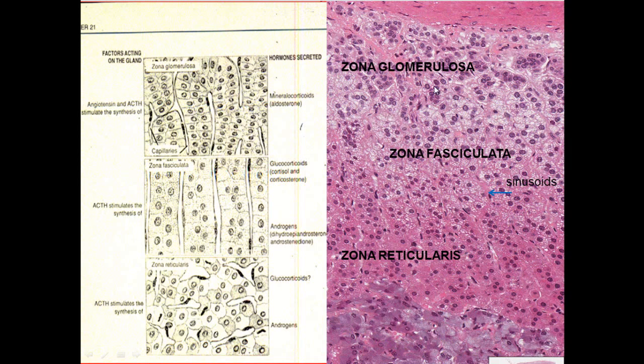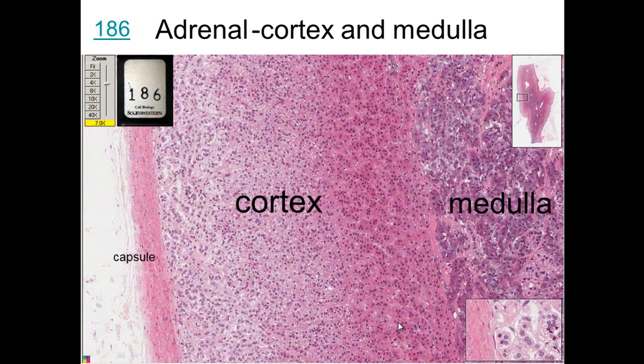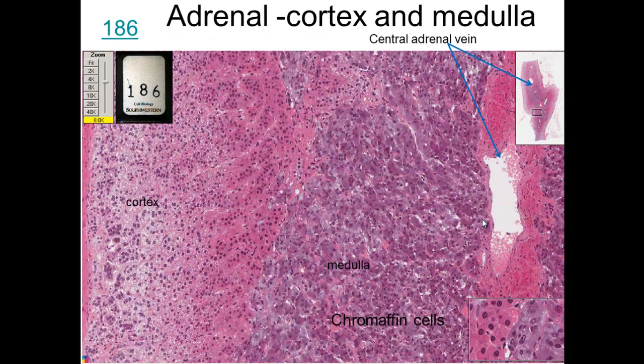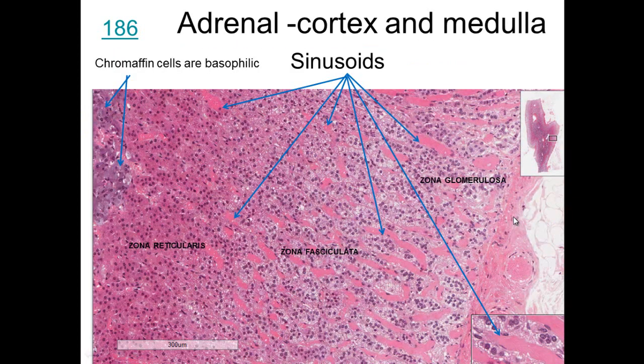Now these different layers produce different things. Mineralocorticoids are in the glomerulosa. Glucocorticoids are located in the fasciculata. The androgens are produced in the reticularis, and then you have epinephrine produced in the medulla. So we've got the cortex, medulla, capsule, and things are draining toward a central vein. So blood comes in through here, percolates through there, and then out through the central vein. Medulla, cortex, and here's the vein that's taking the fluid out.